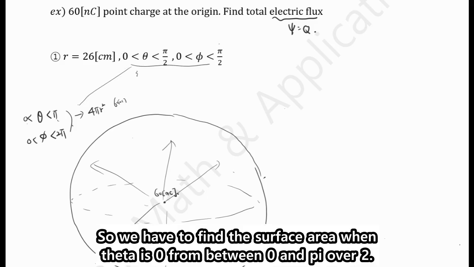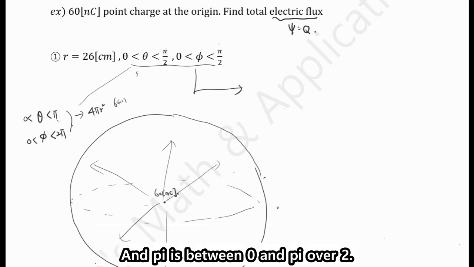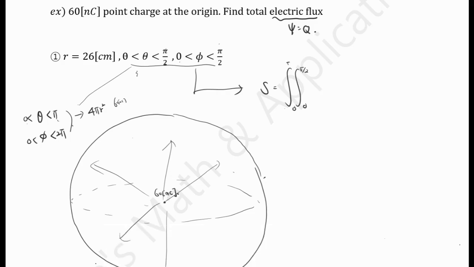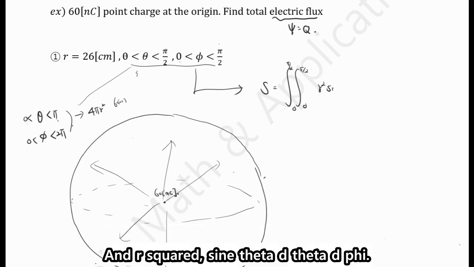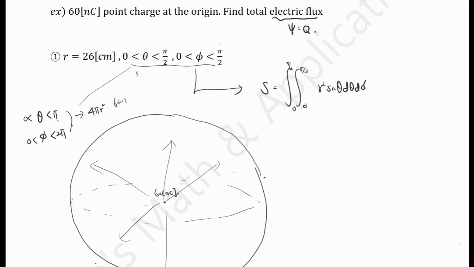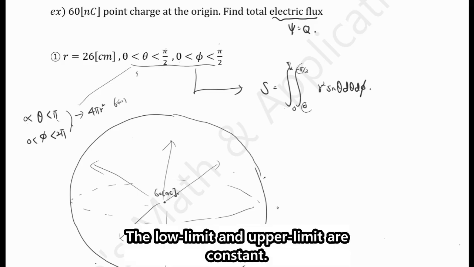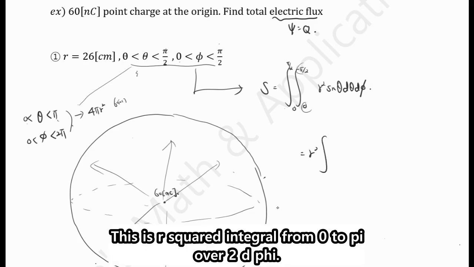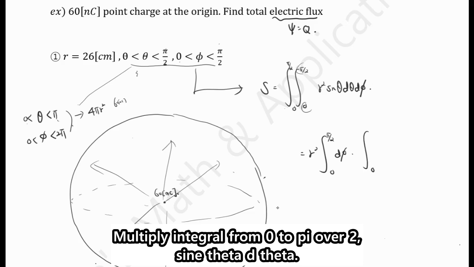So we have to find the surface area when theta is between 0 and pi over 2, and phi is between 0 and pi over 2. So the surface area is the integral from 0 to pi over 2, from 0 to pi over 2, of r squared sine theta d theta d phi. The lower limit and the upper limit are constant. We separate this integration: r squared, integral from 0 to pi over 2 of d phi, multiplied by the integral from 0 to pi over 2 of sine theta d theta.